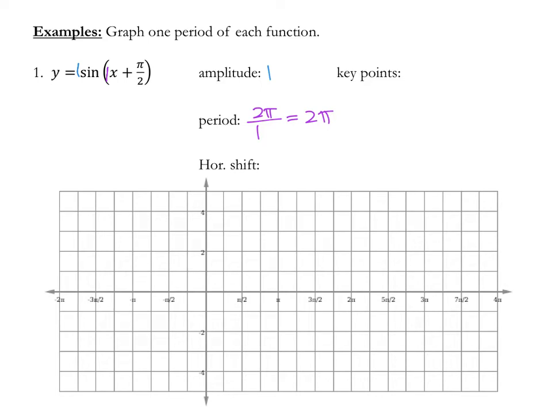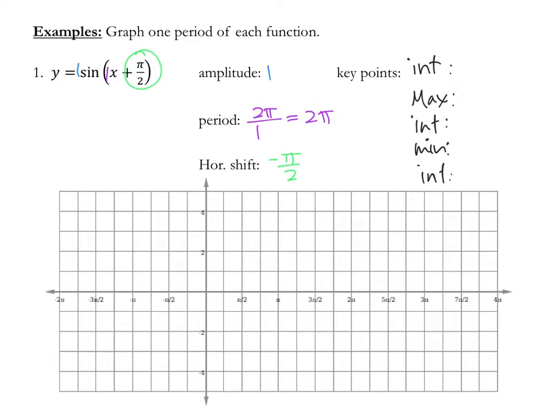Here is the new part for today. The horizontal shift is this value. We have to make sure that we do the opposite of that, though. So it's really going to be negative pi over 2. All right, then the pattern is the same as what we were doing yesterday. For sine, the pattern goes intercept, max, intercept, min, intercept.